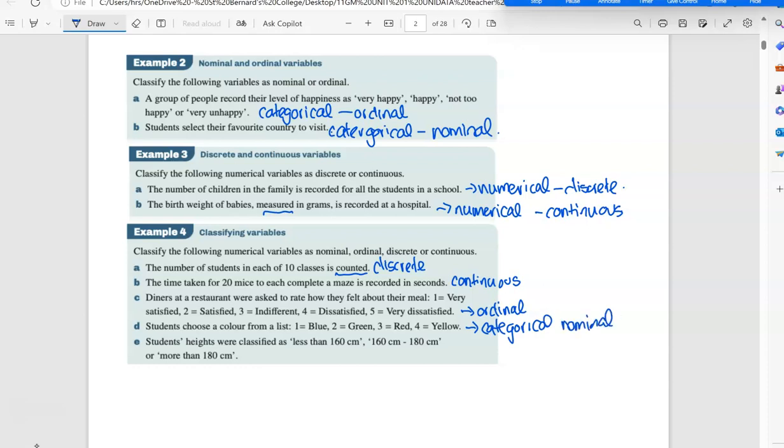And heights were classified as less than 160, or 160 to 180, or over 180. What's that? Yeah, good. So it's ordinal. It's still categorical, even though we're talking about height, but it's putting you into a category which has some order.